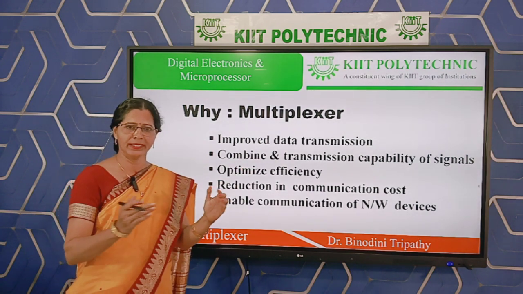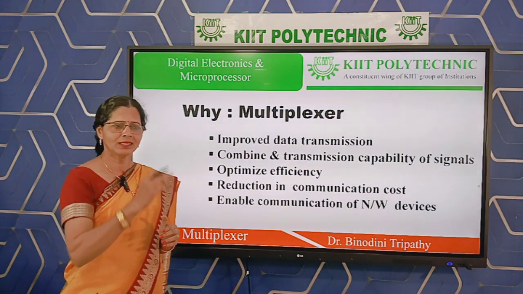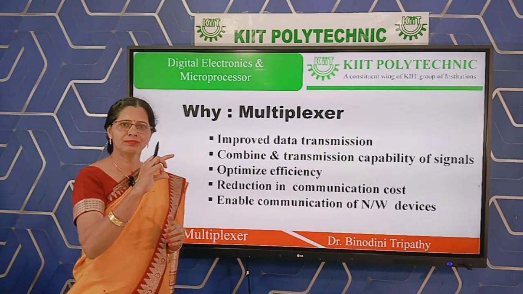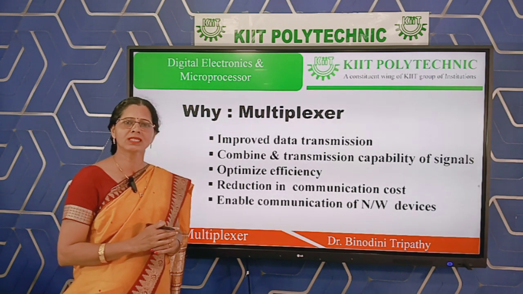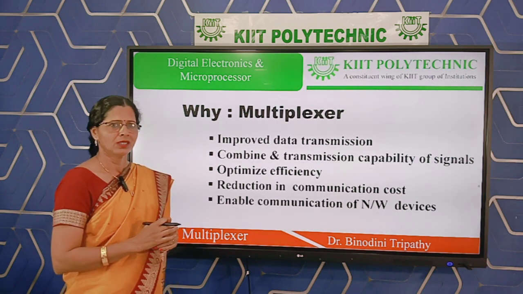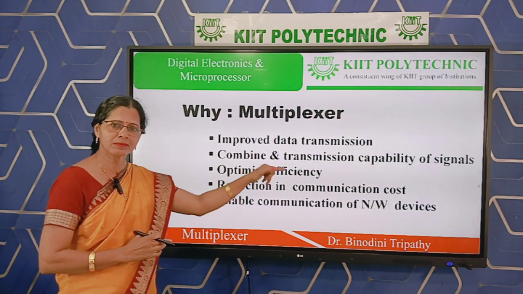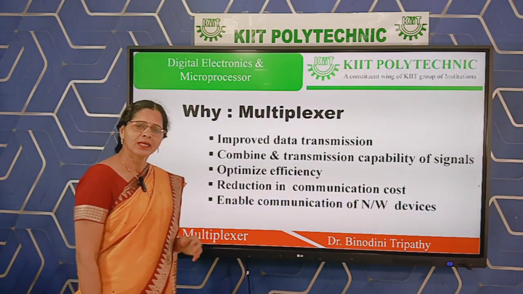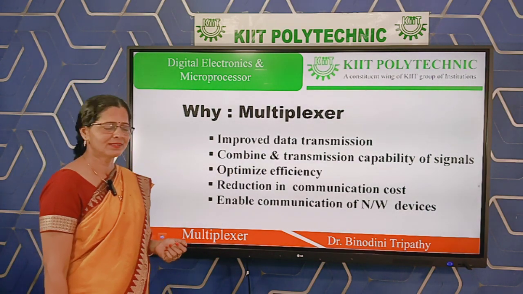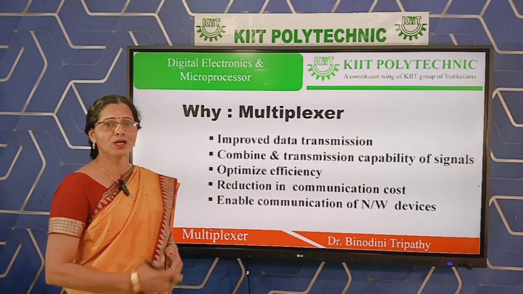When we are combining a number of signals, we can convert them to a single channel, and a single range of frequency or single range of band can carry 100 to 200 signals as per your application. So due to multiplexer, combination capability and transmission capability improved. Then efficiency is automatically optimized. Then another, communication cost will be reduced.